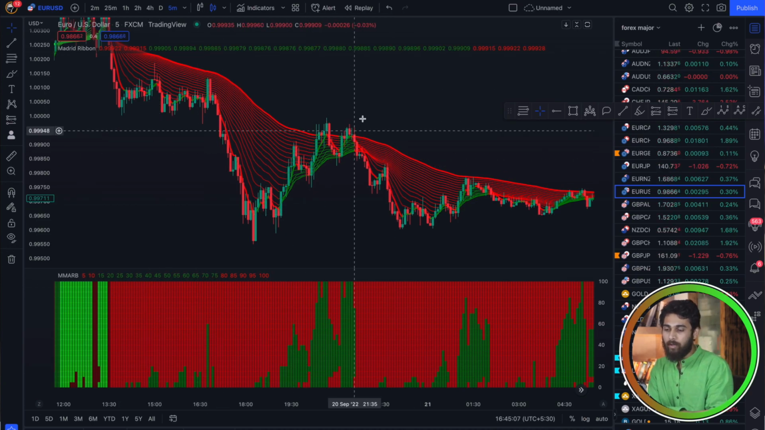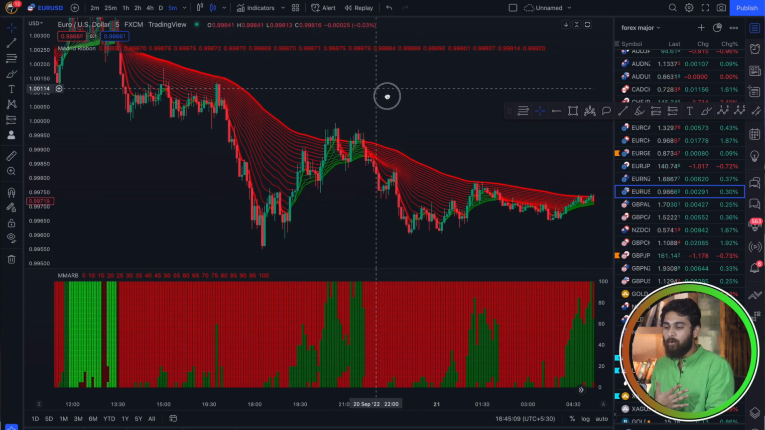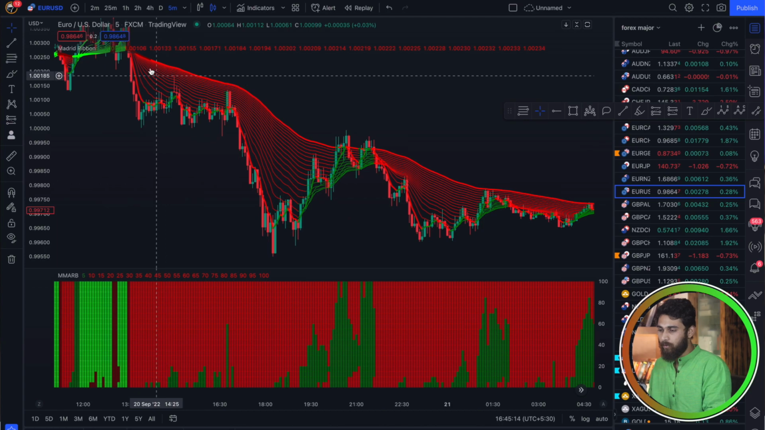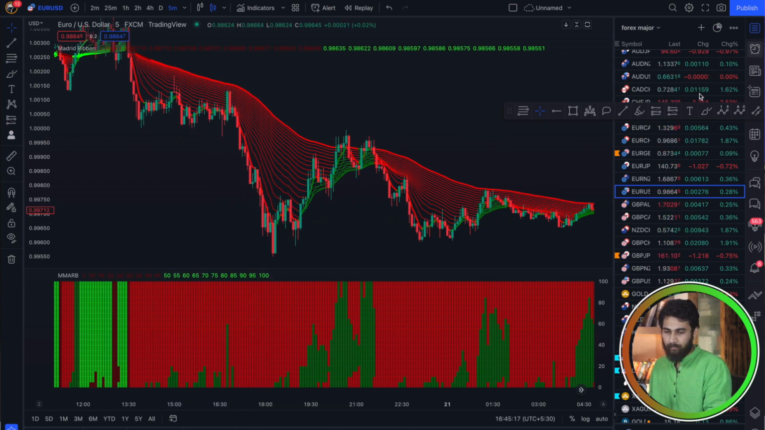But many times it will also move above it. So trading pullback means that we will wait after we confirm the trend. Like here, the market was bearish and we confirmed the trend.